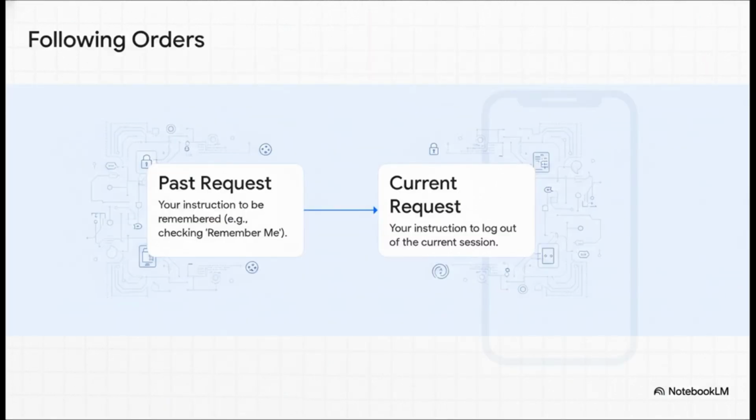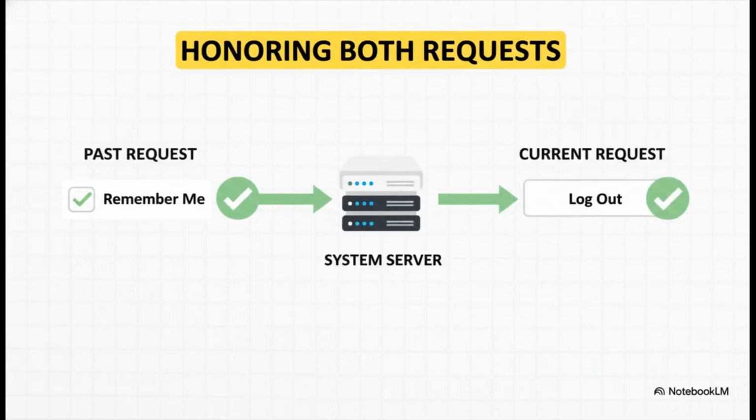You see, the system isn't ignoring you at all. It's actually following two different instructions that both came from you. That old request to be remembered and your new request to log out. It's honoring your long-term wish to be remembered for future visits, while at the same time it's honoring your immediate request to end this visit. It's doing both things you asked, just at different times.